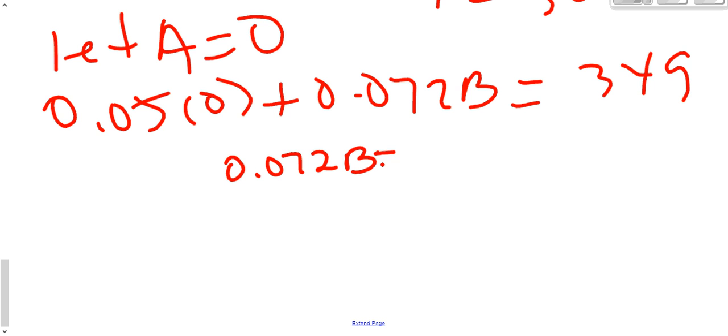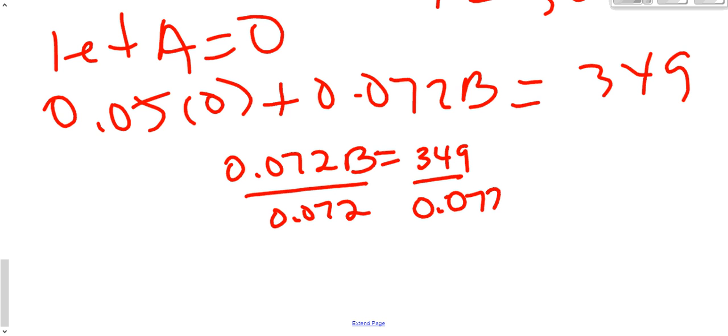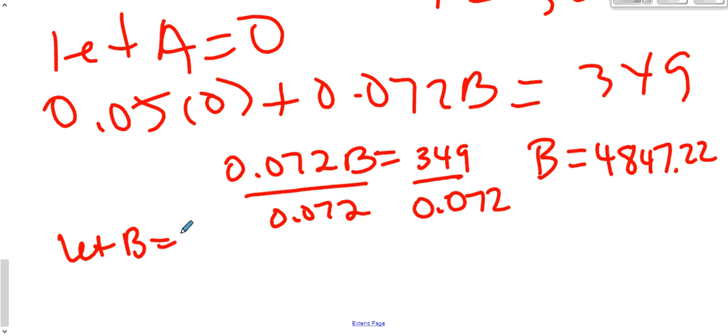Okay, 0.072B is equal to 349. And I'm going to divide each side by 0.072. And B equals out to, oh, I need my calculator here. All right, 349 divided by 0.072 equals, and I get 4847.22.